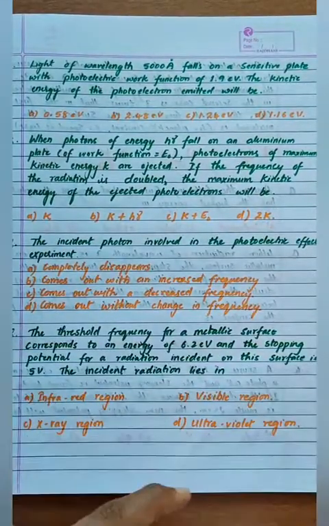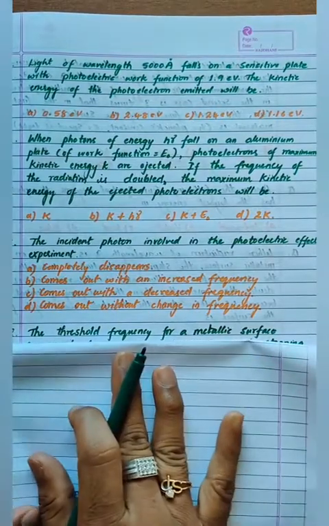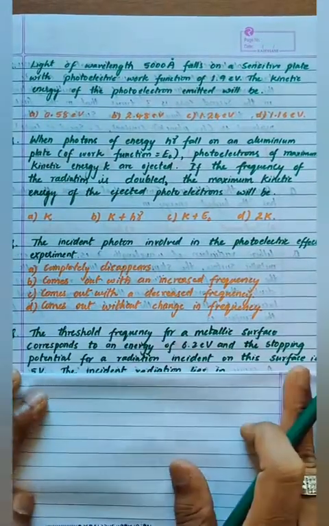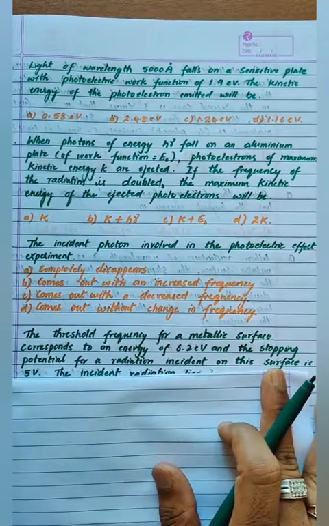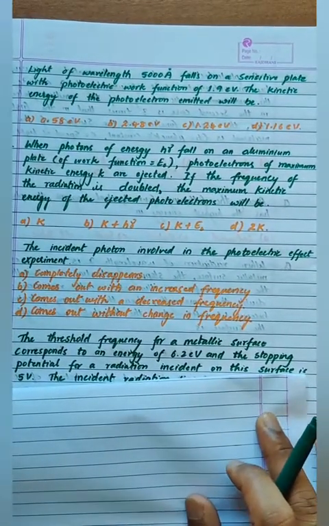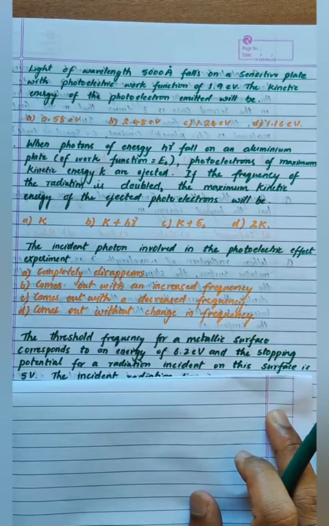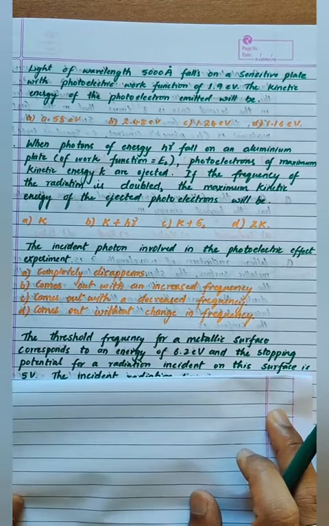Look at the question. The incident photon involved in a photoelectric effect experiment, what happens to that? Will it completely disappear, come out with an increased frequency, come out with a decreased frequency, or come out with a change in the frequency? Increase or decrease, anyway it is a change in the frequency. So what is the possible answer now?